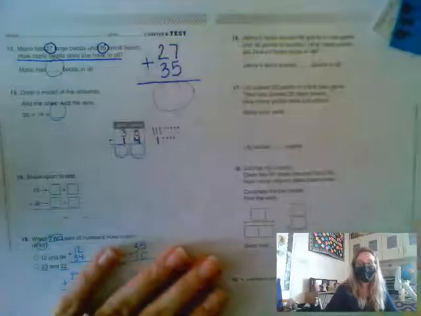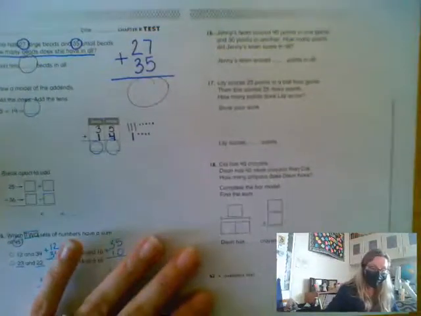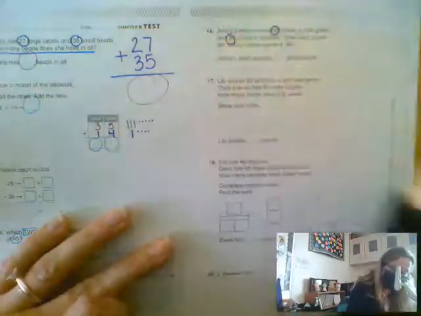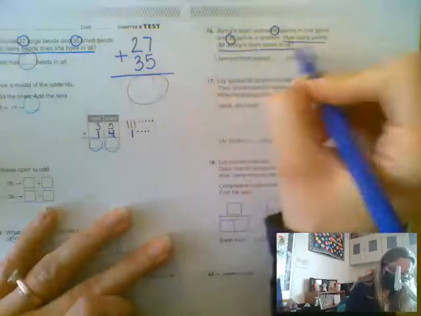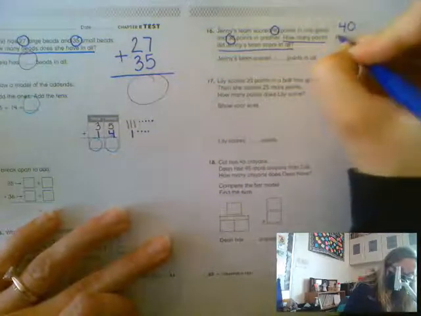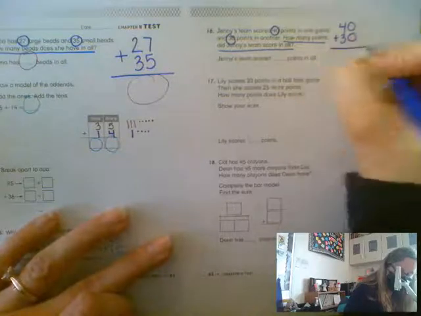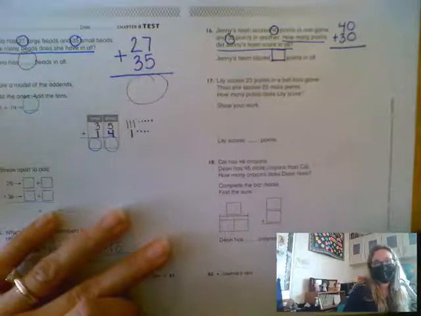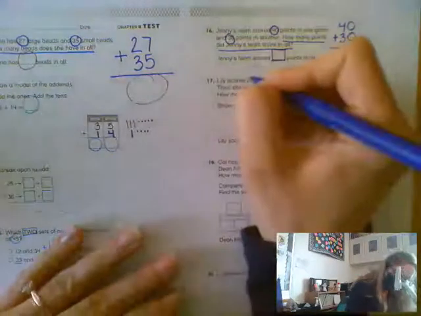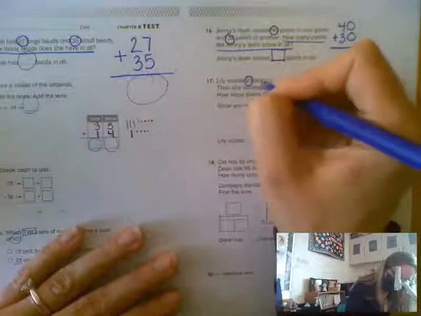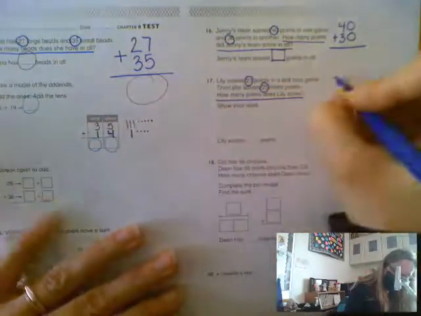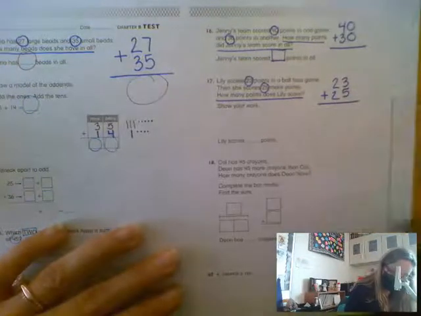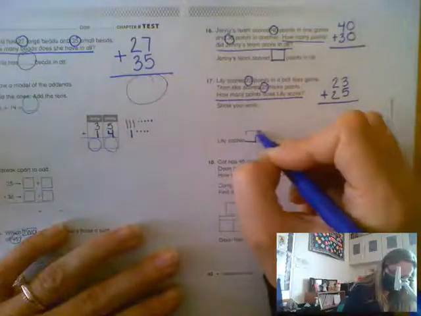Okay, looking at the top here, number 16. It says Jenny's team scored 40 points in one game and 30 points in another. How many points did they score in all? So you're going to add up 40 plus 30 and then put your answer on the line. For number 17, it says Lily scores 23 points and then 25. How many points does she score? So you're going to add up 23 plus 25 and then put your answer on the line.